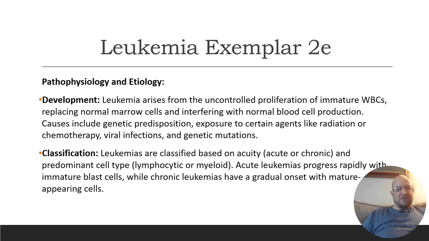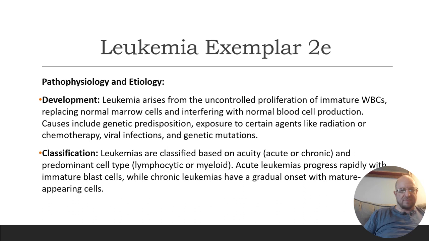So this is kind of important to know. I don't know if it's going to be on a test or not, but basically, leukemia arises from uncontrolled proliferation of immature white blood cells, replacing normal marrow cells and interfering with normal blood production. Causes are generally genetic, exposure to certain agents like radiation and chemotherapy, viral infections, and genetic mutations.